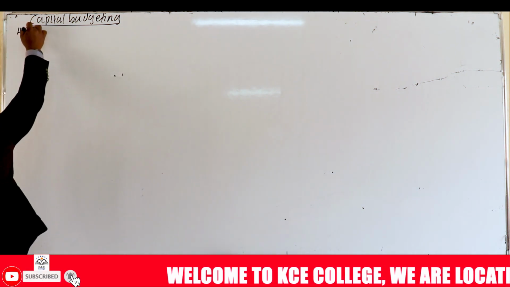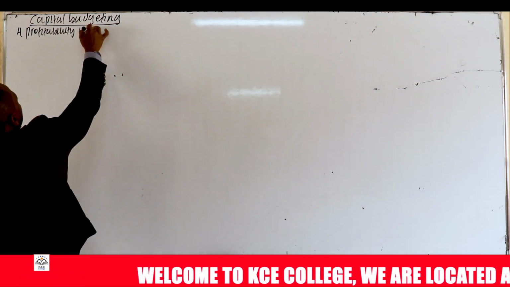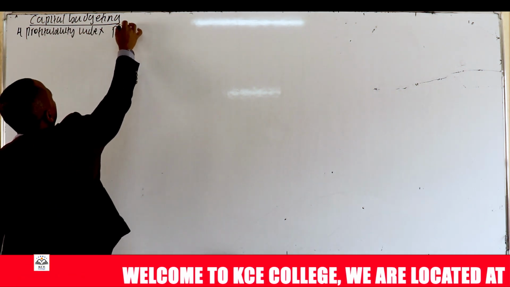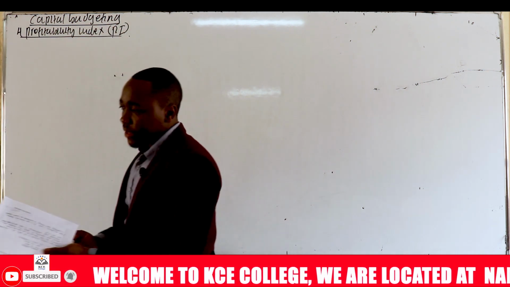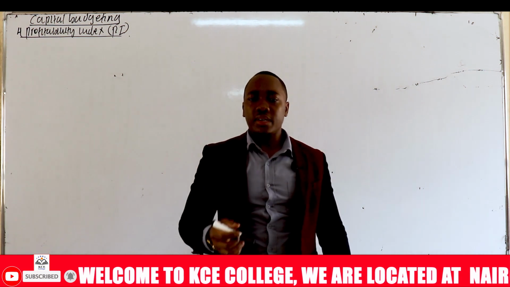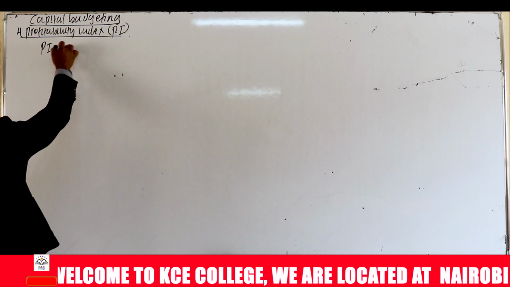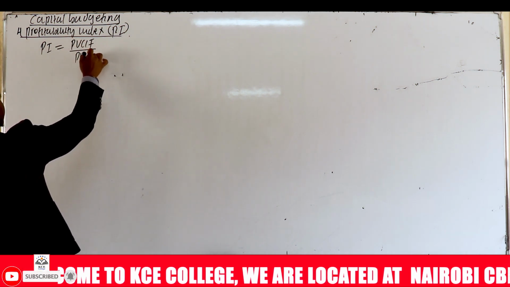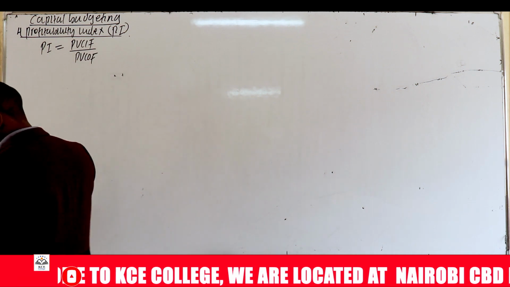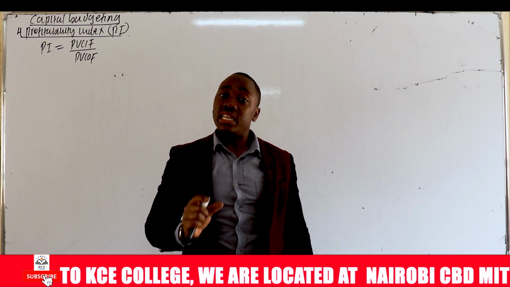Method number 4 is the profitability index, PI. Now, what's profitability index? It is a relative measure of performance determined as follows. Profitability index is the present value of cash inflow divided by the present value of cash outflow. So it shows the ratio of the return to the amount of capital you had invested.